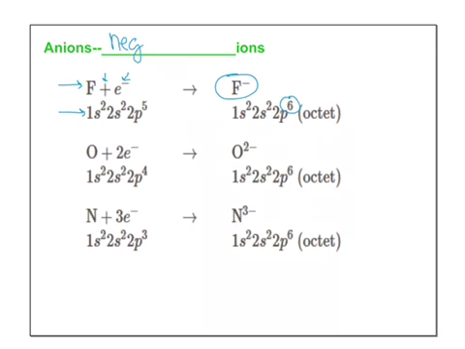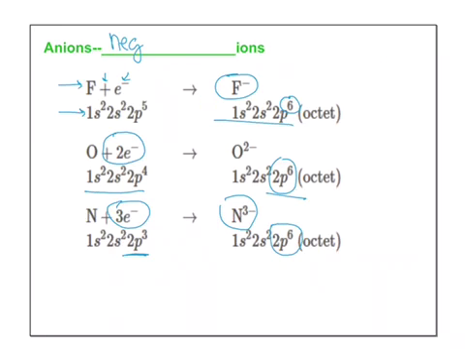Same with oxygen here. Our electron configuration for oxygen is 1s2, 2s2, 2p4. But now we're gaining 2 electrons, so our 2p4 becomes 2p6. And then nitrogen, 1s2, 2s2, 2p3. Nitrogen gains 3 electrons, so this 2p3 becomes 2p6, and so we have N3-. All 3 of these ions have the same electron configuration, which makes all 3 of them isoelectronic.